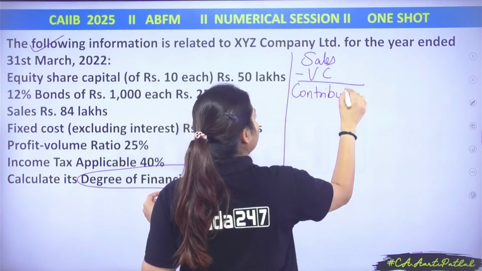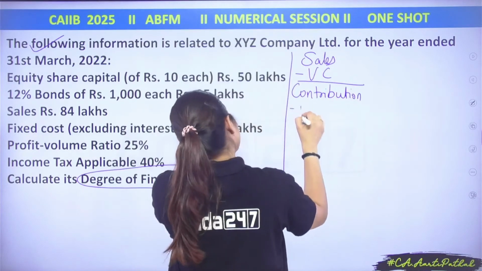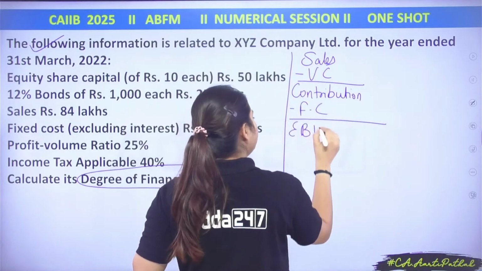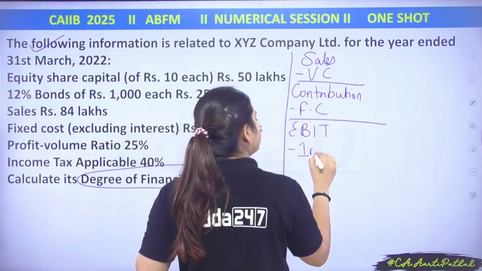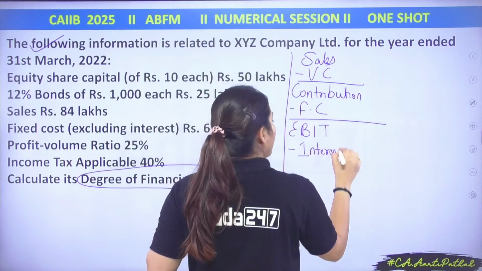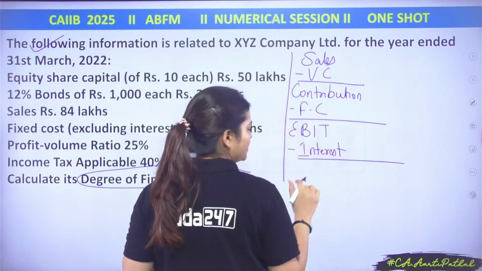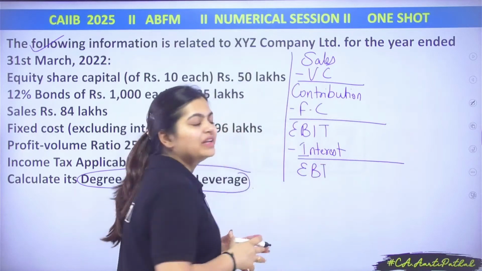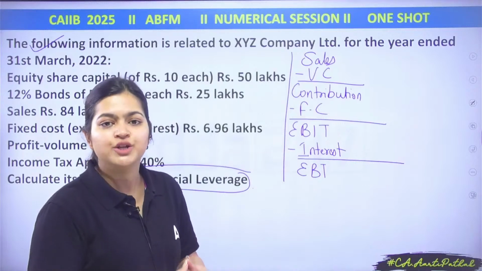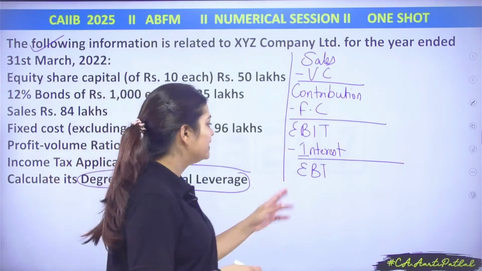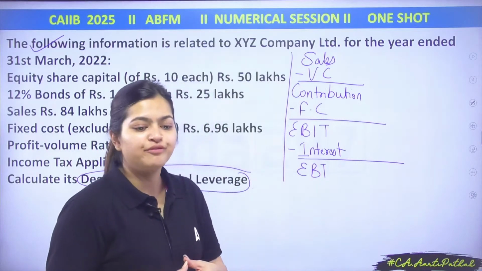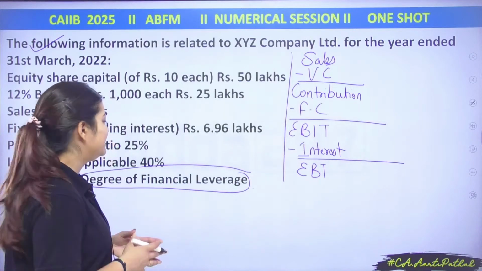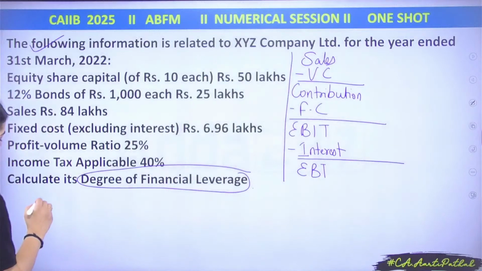Okay? You receive contribution, and then you need to subtract fixed cost, and then you receive EBIT. From this you subtract interest, and with this interest subtraction from EBIT, you receive earning before tax. EBIT means earning before interest and tax, and EBT is your earning before tax. Correct?